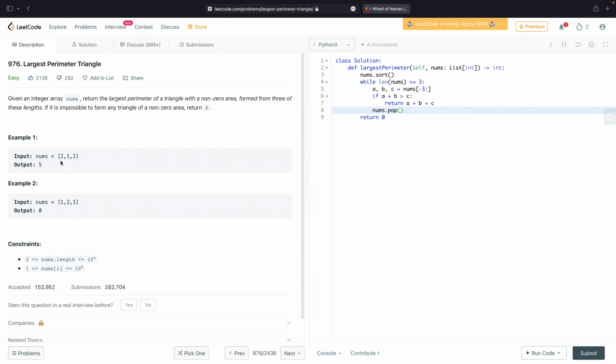So this is exactly the algorithm we were just saying. Sort them. So we get 1, 2, 2. Is 1 plus 2 greater than 2? Yes, it is. Great, return them. 1, 2, 1. So we turn that into a 1, 1, 2. We see 1, 1, 2. Is 1 plus 1 greater than 2? No, it's not. It's only equal. So we're going to pop. The array is now too short, so we return 0.